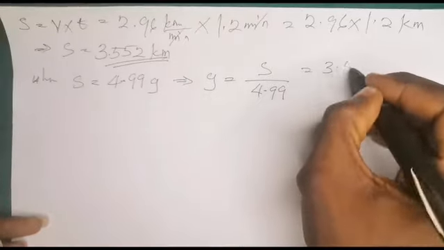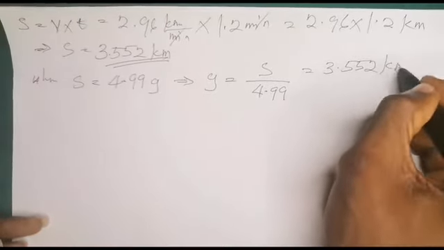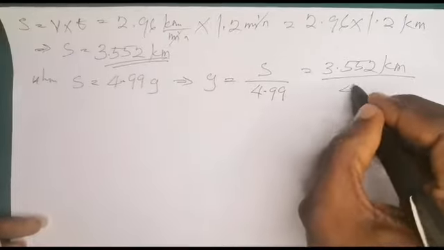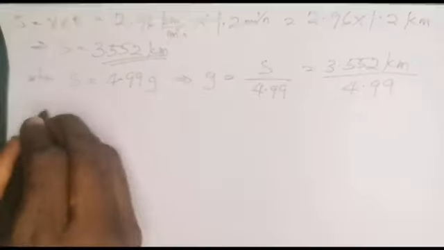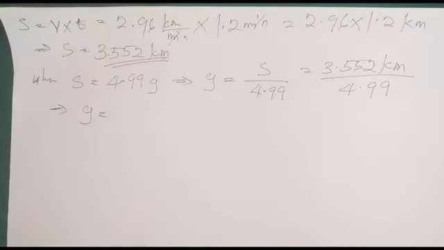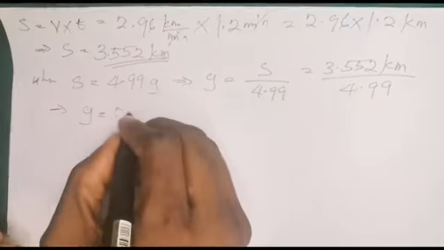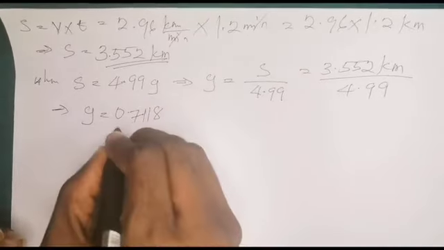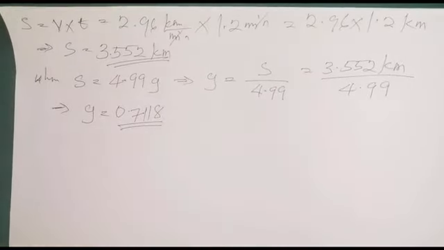So you have 3.552 kilometer divided by 4.99. So this implies that G is going to be equal to 3.552 divided by 4.99. That simply gives us 0.7118. So this is the value of G.